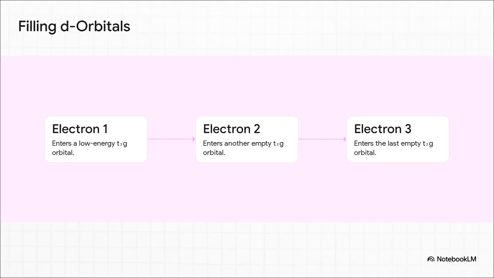Let's say we're dealing with a metal that has 4 d electrons we need to place. Now, electrons are kind of lazy. They always want the lowest energy spot they can find. So the first one goes into one of the low-energy t2g orbitals. The second one goes into another one, and the third fills up the last one. Notice they each take their own orbital. They prefer to have their own space before they're forced to pair up. That's a fundamental idea called Hund's rule. Okay, so far, so good.